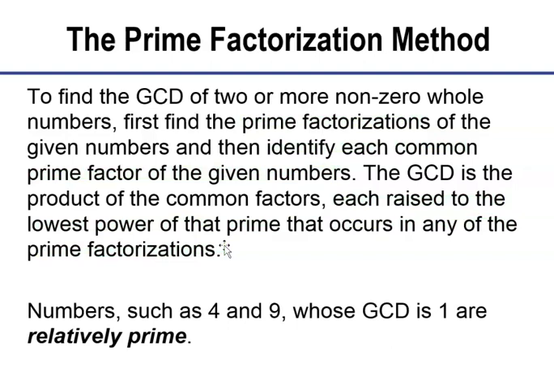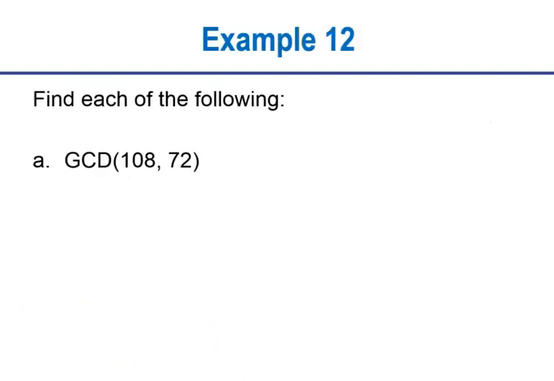The numbers such as 4 and 9, whose greatest common divisor is 1, are said to be relatively prime. So again, if your greatest common divisor is 1, then the numbers are relatively prime. So let's do a few of these examples. So you see, we want to find the greatest common divisor of 108 and 72.